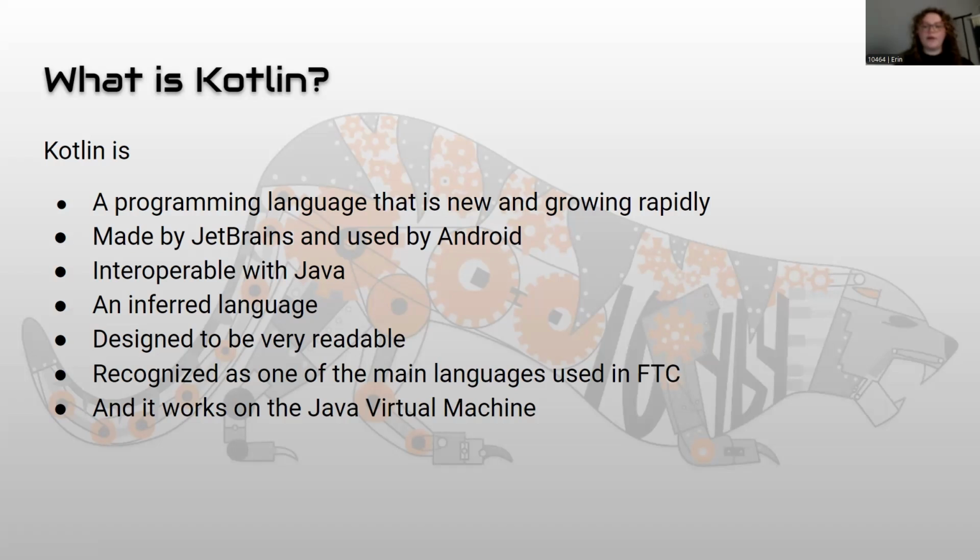It's also recognized as one of the main languages used in FTC, and it also works on the Java virtual machine, which allows it to run on anything that can run Java, and users can still use Java libraries and tools while writing code in Kotlin.